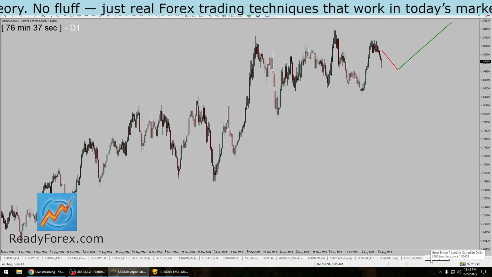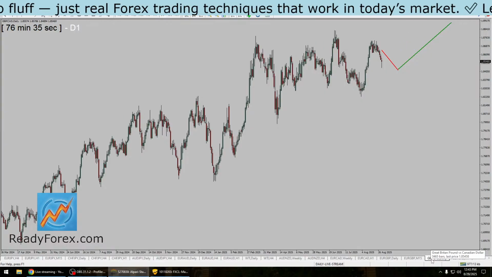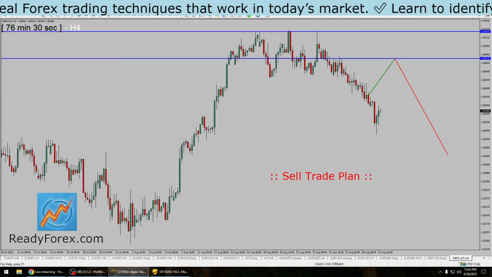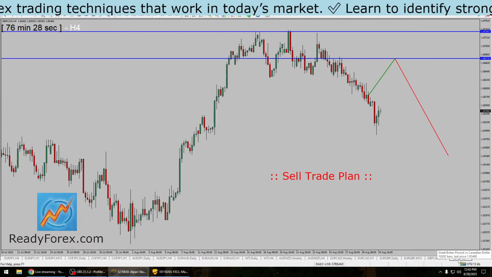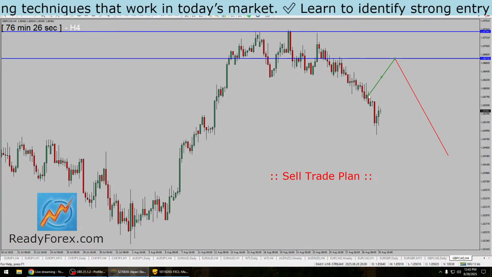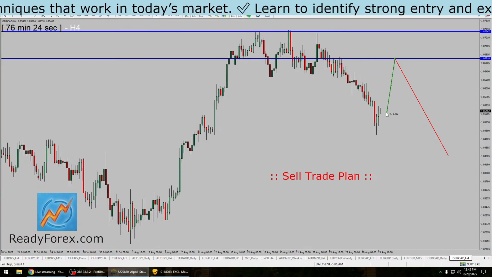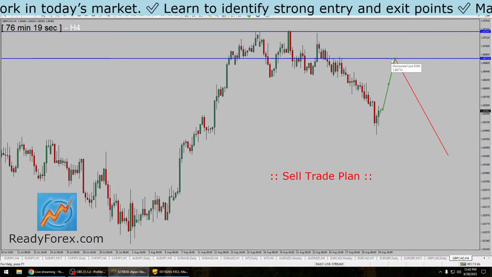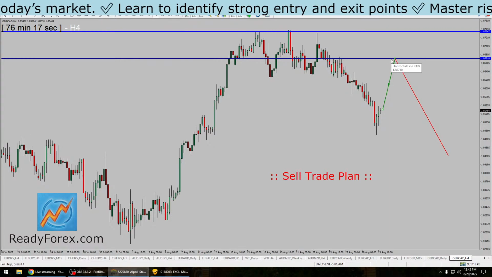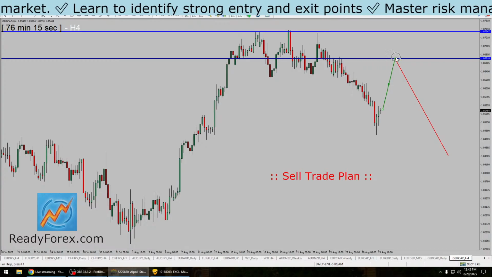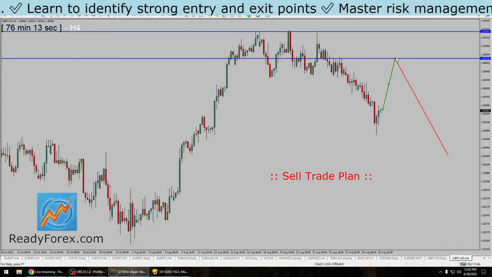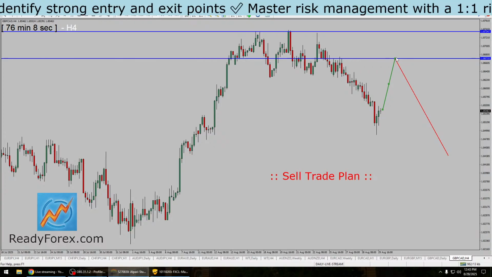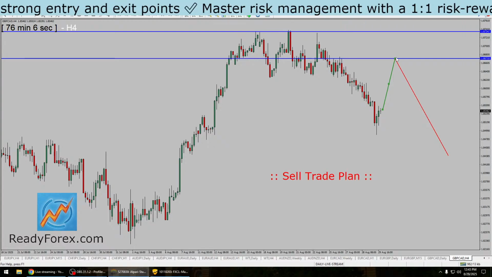Okay. Next one is the GBPCAD. GBPCAD finally started the decline. Wait for a pullback and then look for a potential sell trade setup. So this is the sell trade plan. Wait for a bullish leg first, then look for a potential sell trade setup. You need to wait for the market to see how it's going to react once price action hits the 1.8671 area. Then use your own day trading strategies to look for a sell trade.